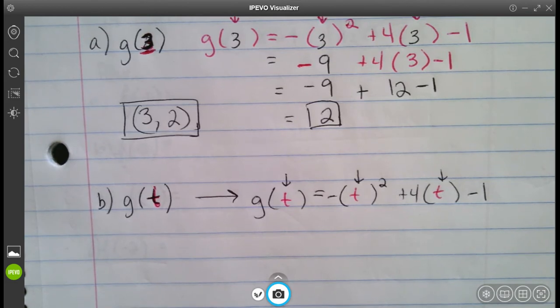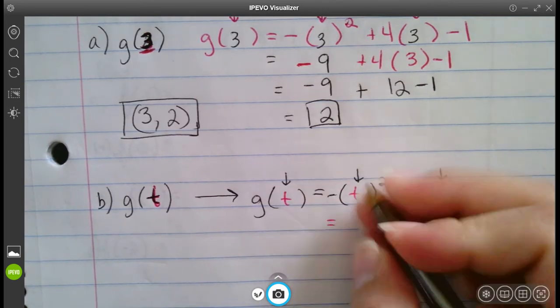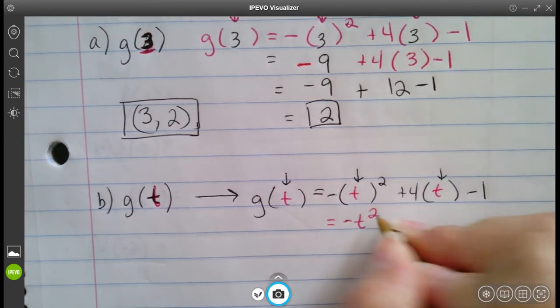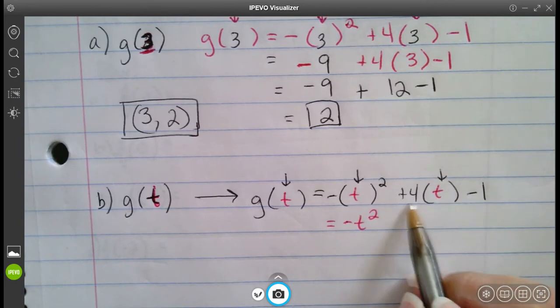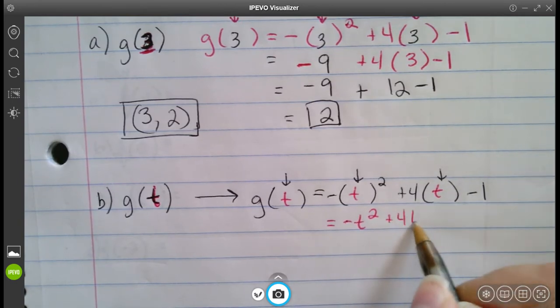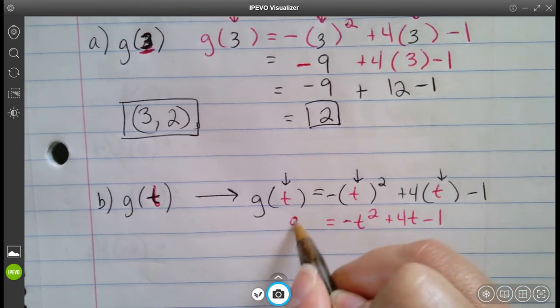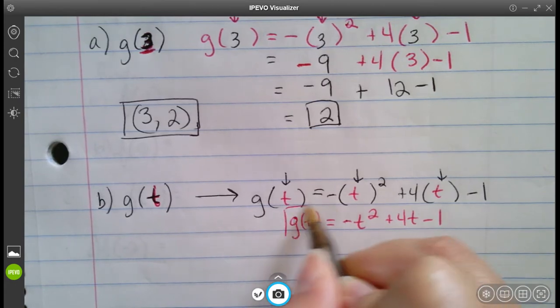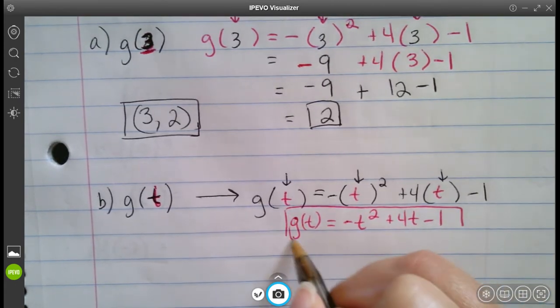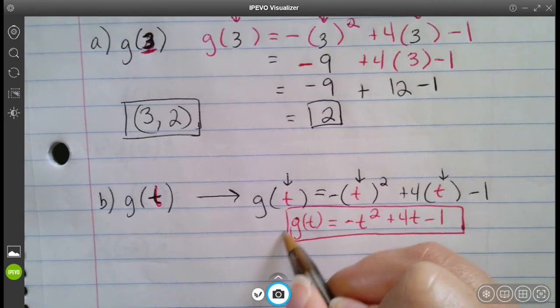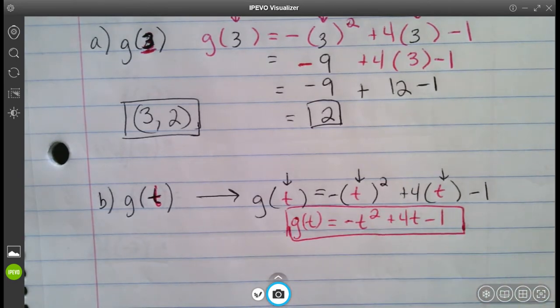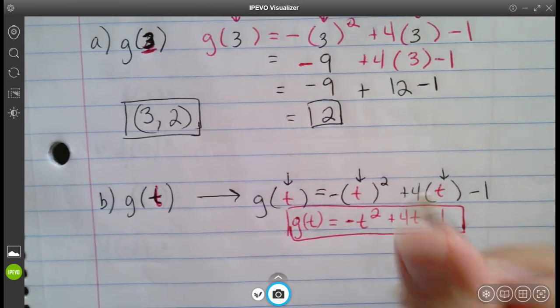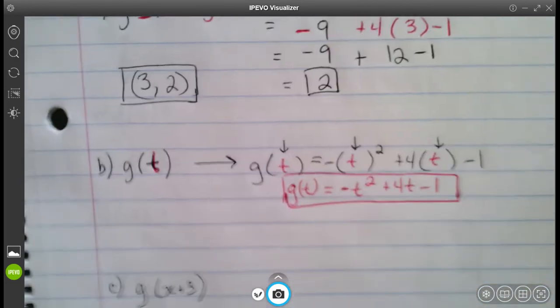And then just simplify. So if you're using a variable, typically you just want to make it look a little bit nicer. So this one I can go ahead and just get rid of the parentheses. 4 times t is just 4t minus 1. So g of t is just equal to all of this. So it kind of looks exactly like the original. I just literally swapped out the x for the t. Okay. All right. I think there's only one more for this little part right here.